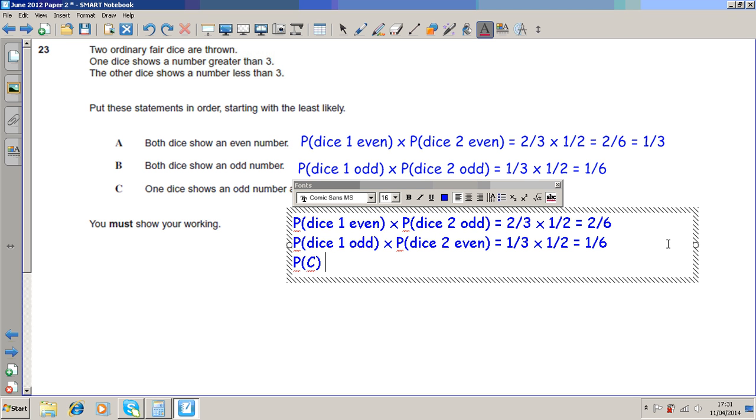So the probability of this event C happening then is to add them two together: 2/6 plus 1/6 equals 3/6. There's our answer.